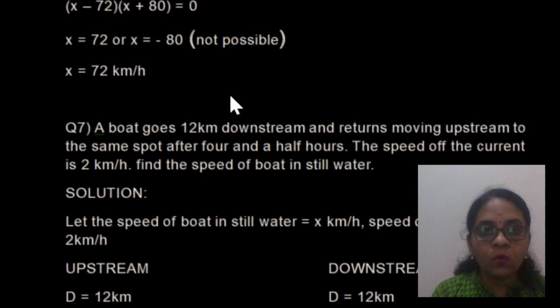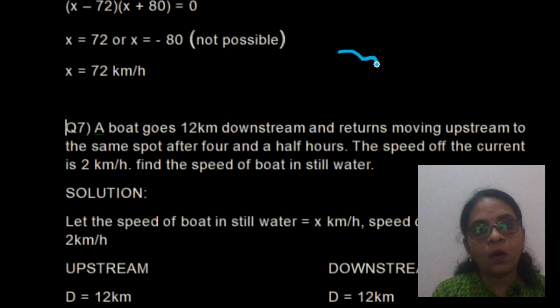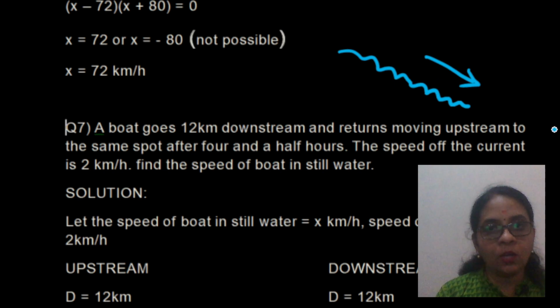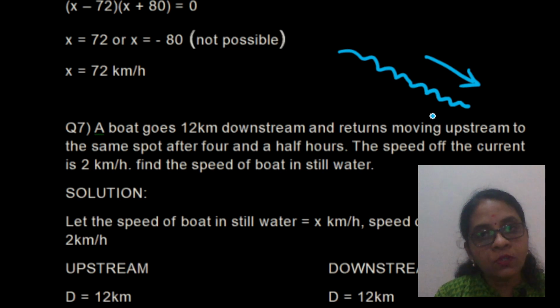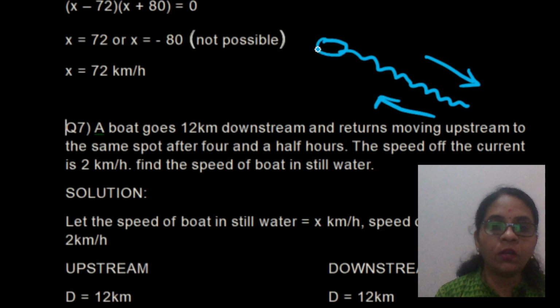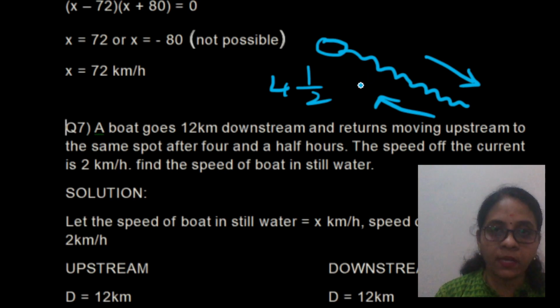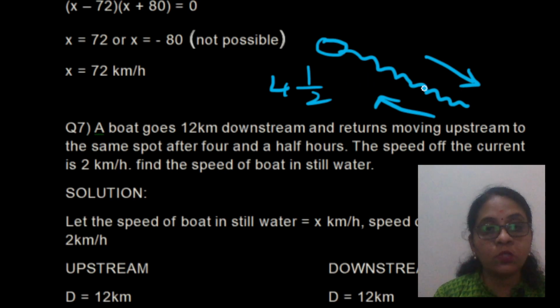A boat goes 12 kilometers downstream. So this is down the stream the boat is going, this is the direction in which the boat is going, 12 kilometers, and it is moving upstream to the same spot. So if this is the starting spot, it is going up to the same spot in 4.5 hours. So the total time taken is 4.5 hours. The speed of the current is 2 km per hour. Find the speed of the boat in still water.